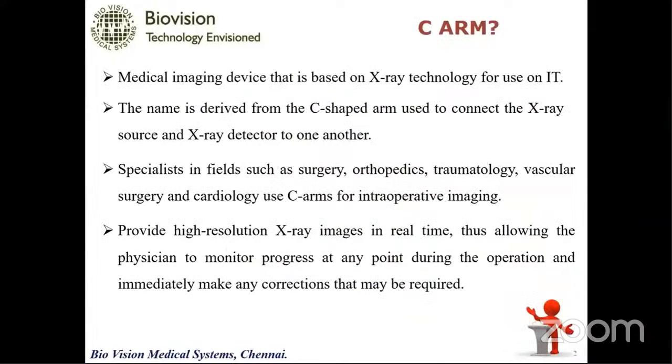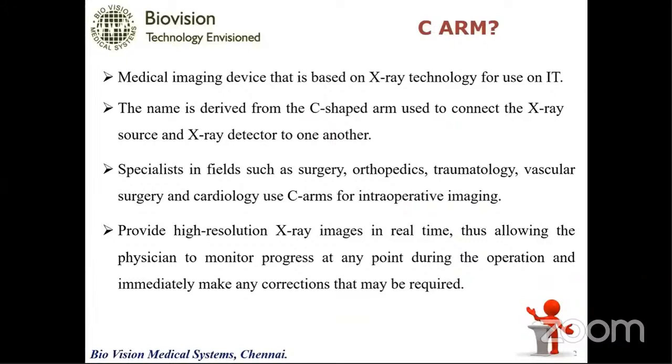So basically, what is a C-arm? C-arm is a medical imaging device that is based on X-ray technology for use in operation theaters, OT. The name is derived from the C-shaped arm. As we say, it is C-arm. You have a C-like structure, so it is called a C-arm.